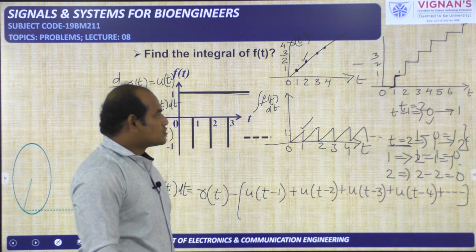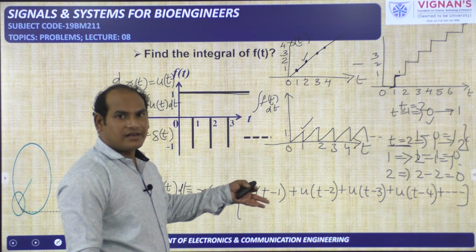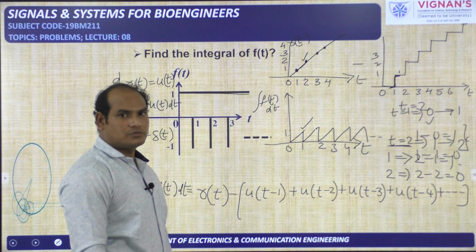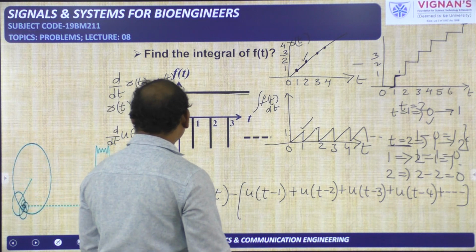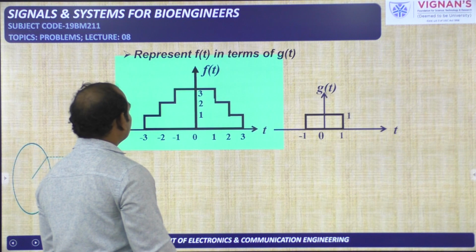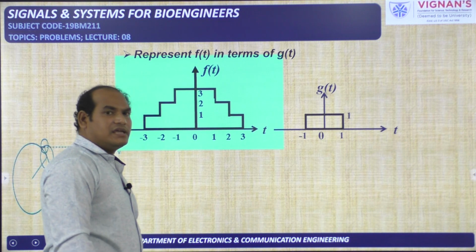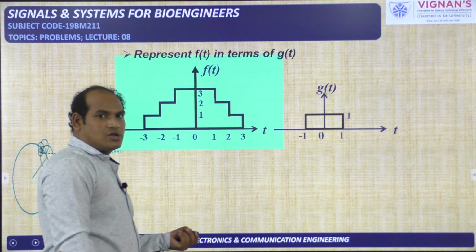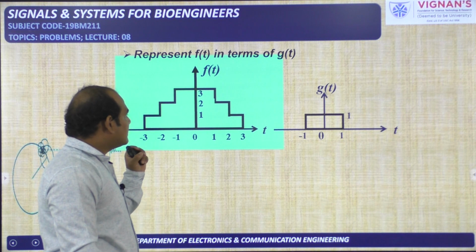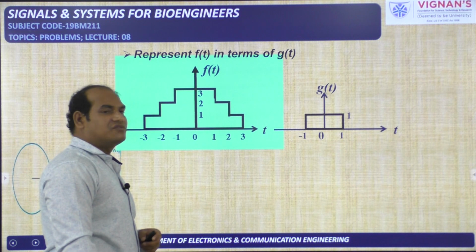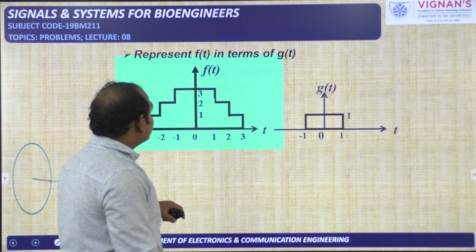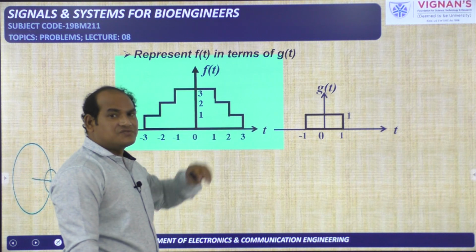Okay. So don't confuse here, you practice well, then it will be easy for you. Now, represent the signal f of t in terms of g of t. So they have given f of t signal and then they have given g of t signal. We need to write this f of t signal in terms of g of t.